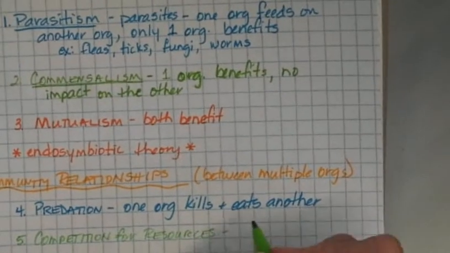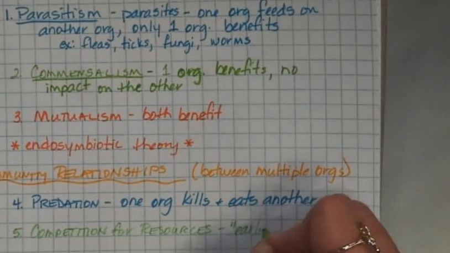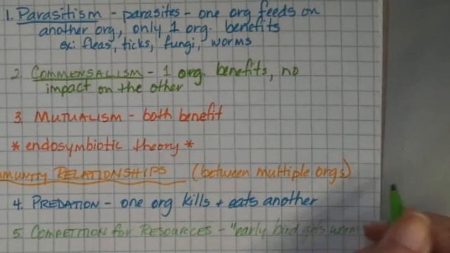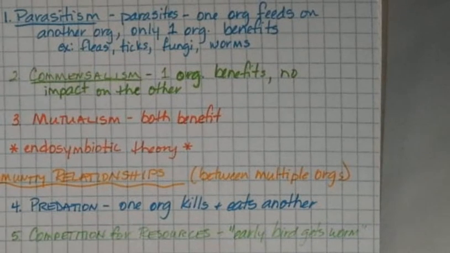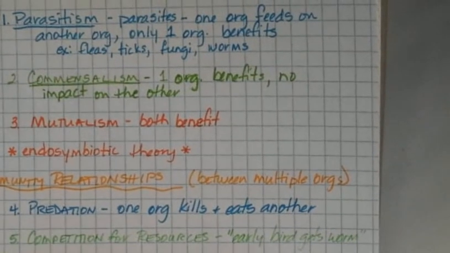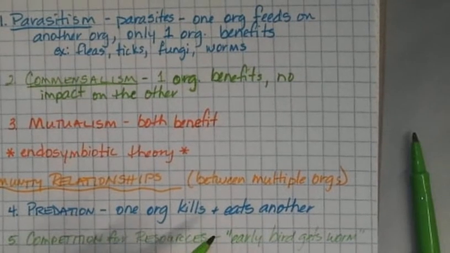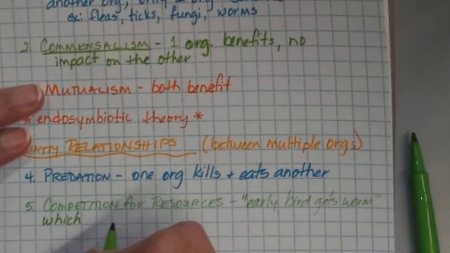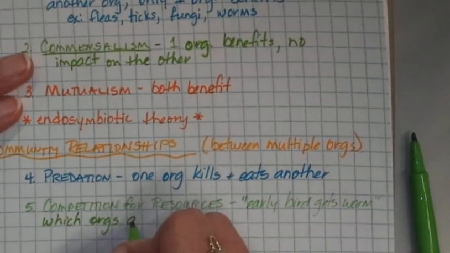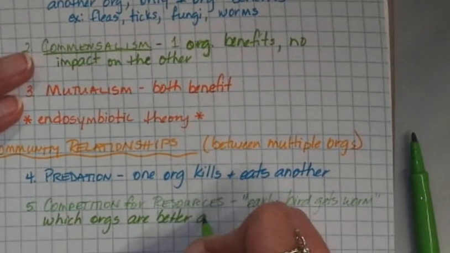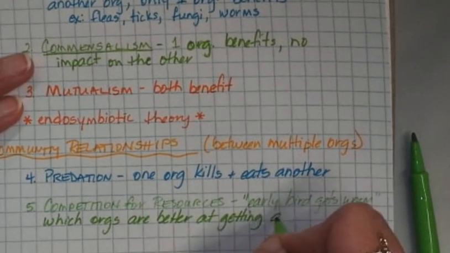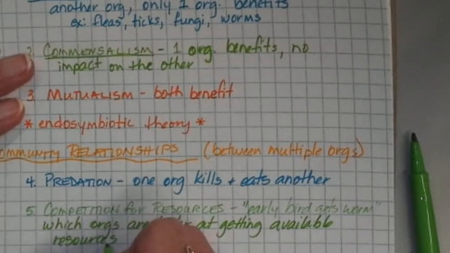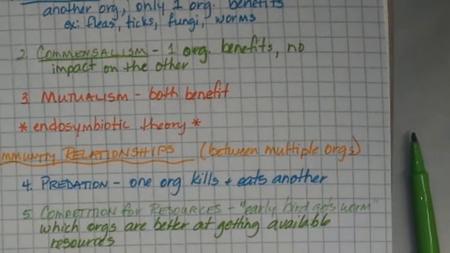So you've heard the phrase, the early bird gets the worm. Well, that's the one that's going to survive. The early bird is going to get the worm. It's the one that's going to survive and be able to mate and have offspring. So when we talk about competition, which organisms are better at getting available resources? So the competition is to get to the food, to get to the material to make the nest, to get to all those materials there.